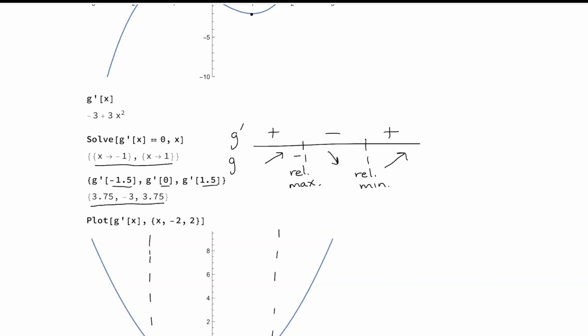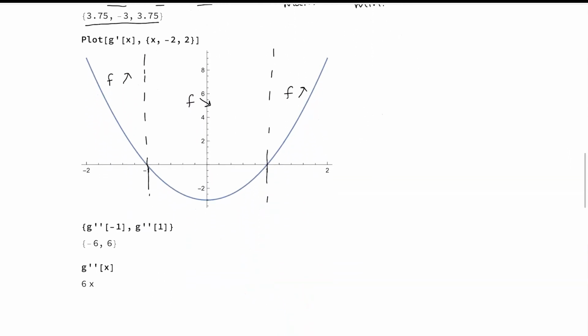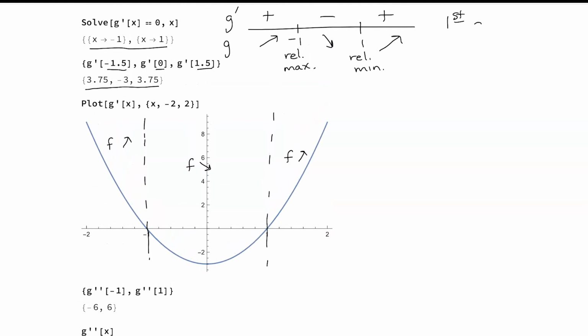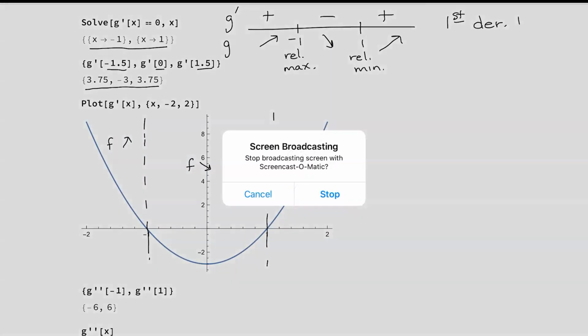And I've plotted here again g prime just to make sure that you're remembering what we did from chapter 2. So I can see the roots on g prime at 1 and -1, and then remembering where g prime is positive, g is increasing. Where g prime is negative, g is decreasing. So you can relate those to the graph of g above. And this is again the first derivative test.